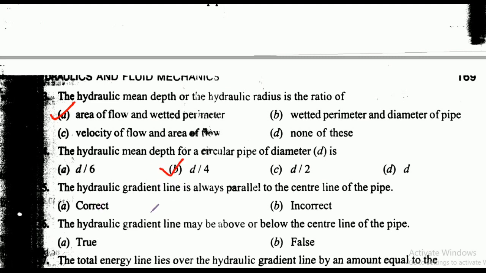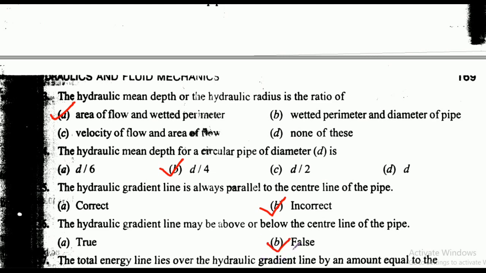Next, the hydraulic gradient line is always parallel to the center line of the pipe. Options are correct or incorrect. So here, friends, this statement is wrong, so option B is the correct answer, that is incorrect. Next, the hydraulic gradient line may be above or below the center line of the pipe. Options are true or false. So here, friends, the correct answer is option B, that is false.